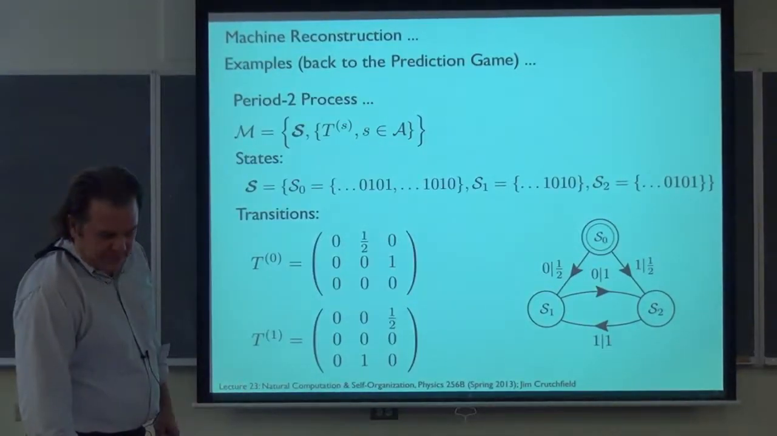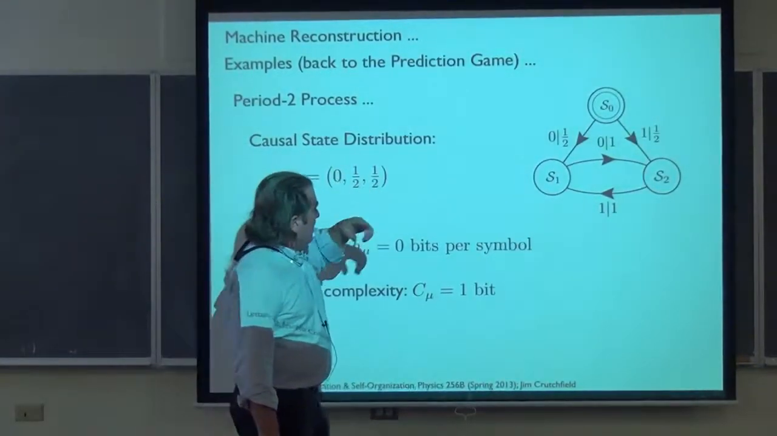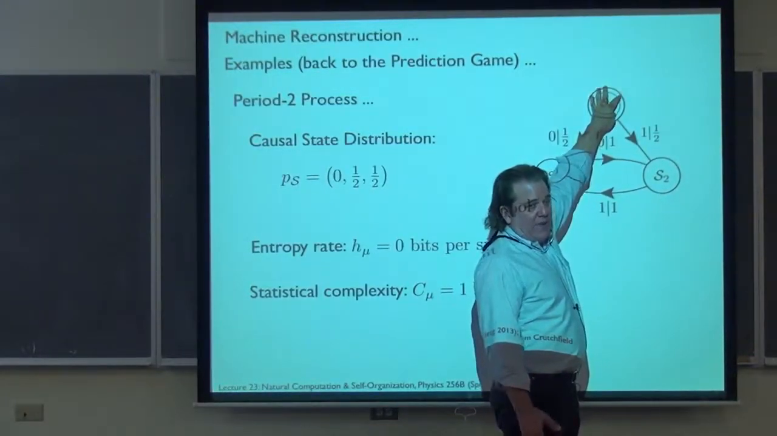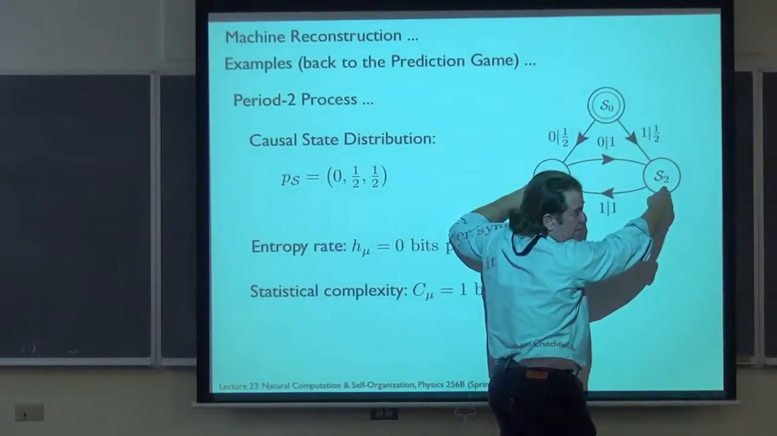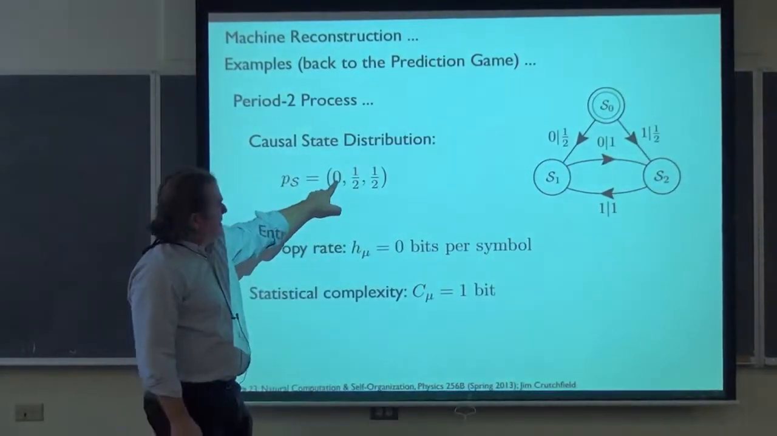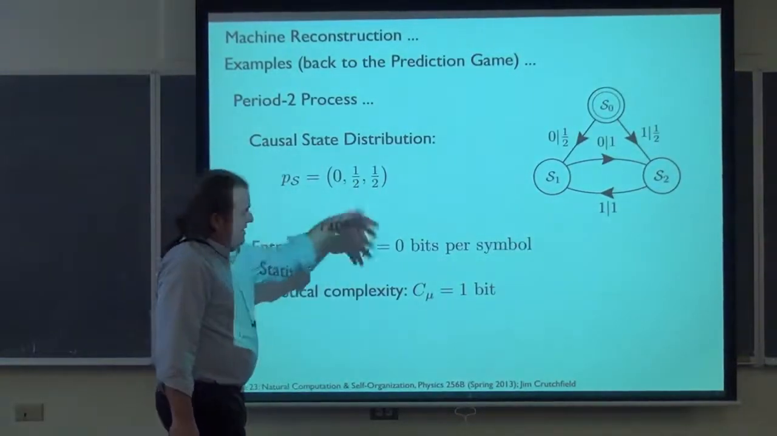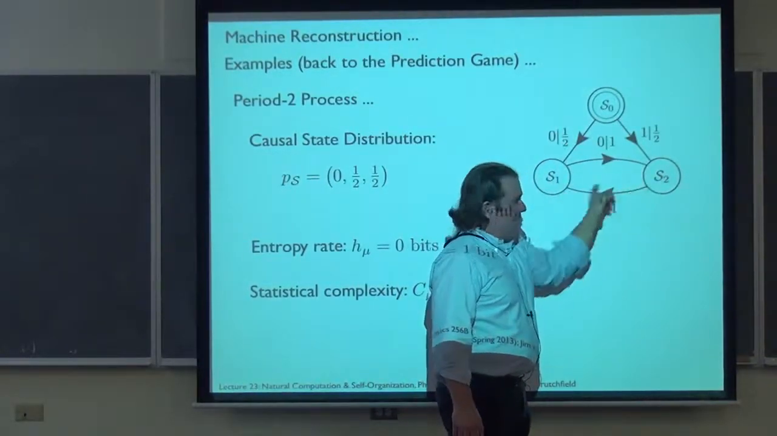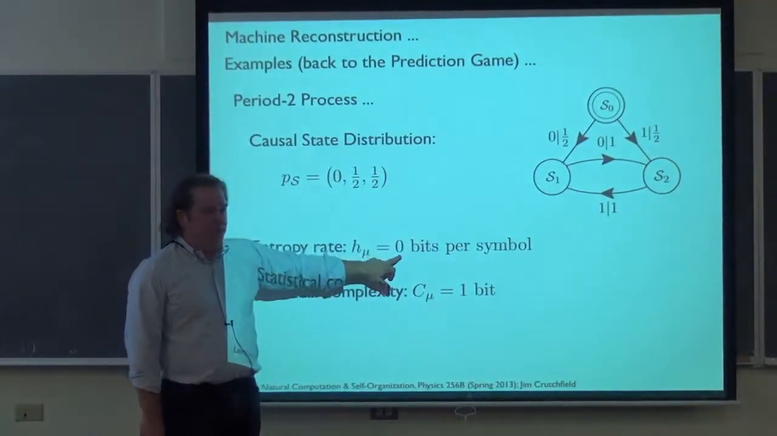Sparse. The causal state distribution now, asymptotically, all the probability leaks out of here. I can imagine, if I haven't made a measurement, then I assume I'm in the start state. And then that splits out 50-50, and then that just rattles around. So this is my asymptotic state distribution. Start state, zero probability, and then S1 and S2 have equal probability. The entropy rate is an asymptotic quantity, so after I've seen an arbitrarily long history, I'm in either S1 or S2, and I look to the future, and there's just one transition possible, so the entropy rate is zero.